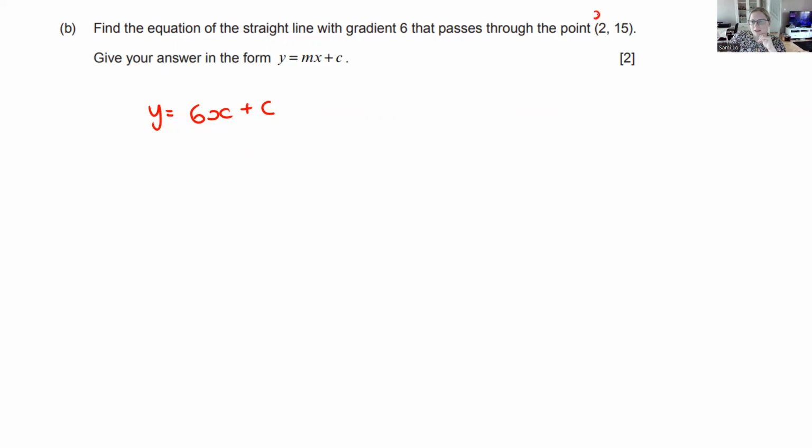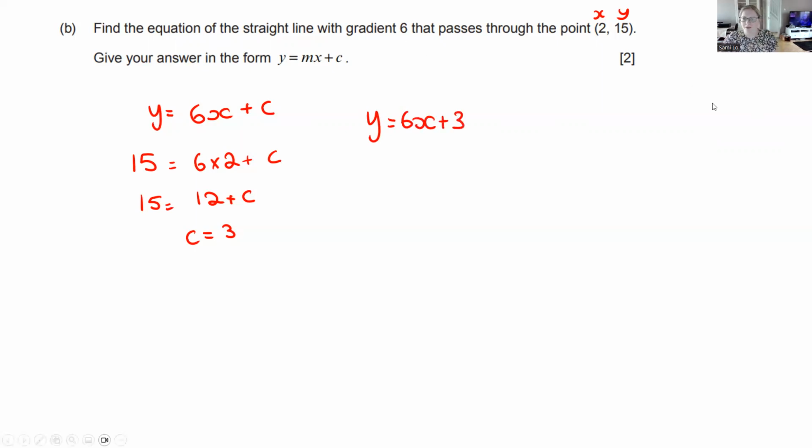Now we're going to input our x and y value. So y is 15 and x is 2. Oops, didn't mean to put an equal sign there, my bad. And there we go, plus c. So 12 plus something gives us 15. So c must equal 3. Once we've got c equals 3, we can just write that in nice and lovely. So our answer is 6x plus 3. There we go. It's a lovely 2-mark question.